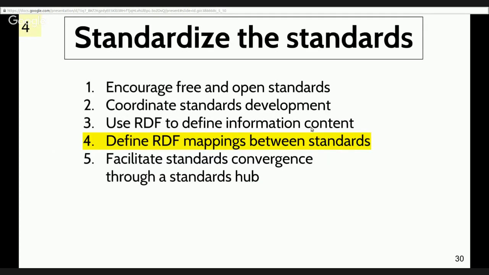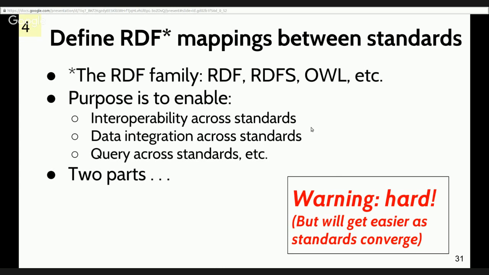Okay, the next element of standardizing the standards, number 4, is to define RDF mappings between standards. Now that we've got the information in an RDF form and we have an ontology for them. And again, when I say RDF mappings, I'm referring to the general RDF family. The purpose of doing this is to enable interoperability across the standards, to enable data integration, to enable query across standards, etc. And there are 2 parts to doing this, which I'll get to in a second. But I first want to forewarn you that this part is pretty hard. It's not easy at all. But as we go farther along on this interoperability roadmap, and farther along on, in particular, doing steps 2 and 5 of this track of standardizing the standards, it will get easier as the standards converge.